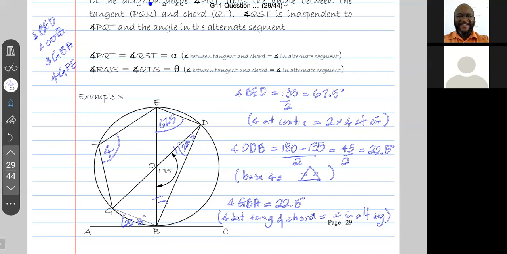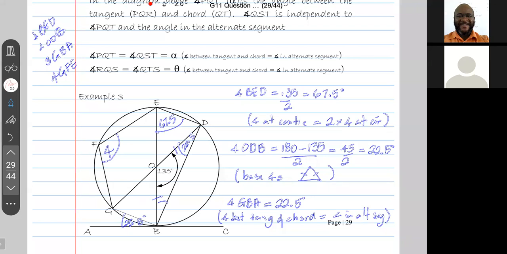All right, and this now brings us to the last bit, angle GFE. We need angle GFE. This one will take a little bit more work. Let's see if we can find ways to make it easy for ourselves. GFE. All right, so we need to find angle 4.